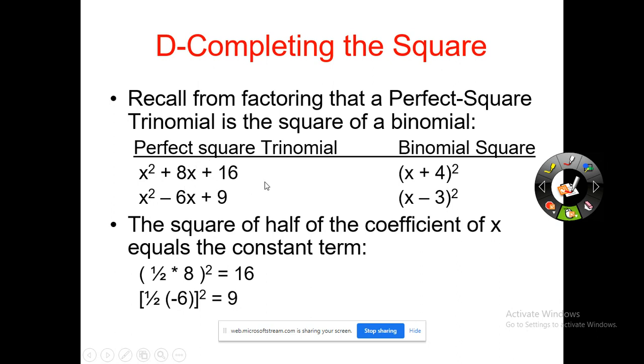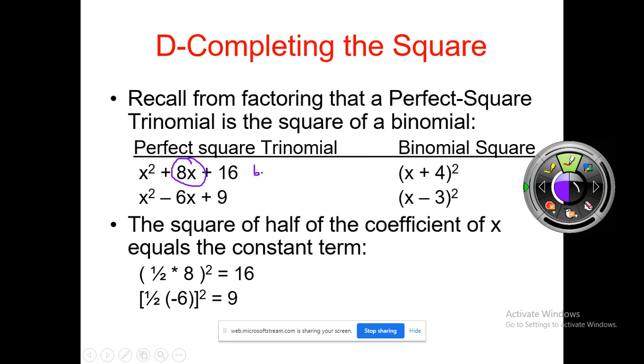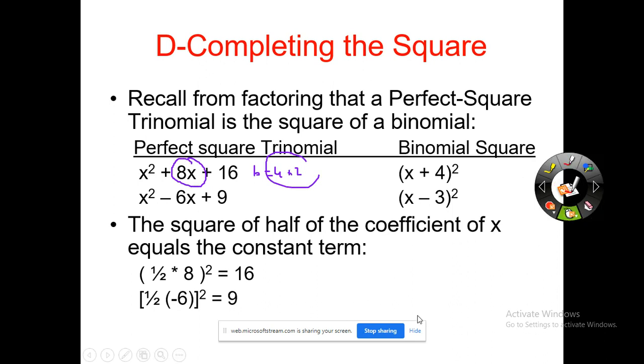Listen to me, guys. If I want to have this term, b is 4, and I'm doing 4 times 2 to give me 8. So now I want to do the inverse of it: I divide this one by 2, then square it to get the last term. To understand what we are doing, I will start with an example.